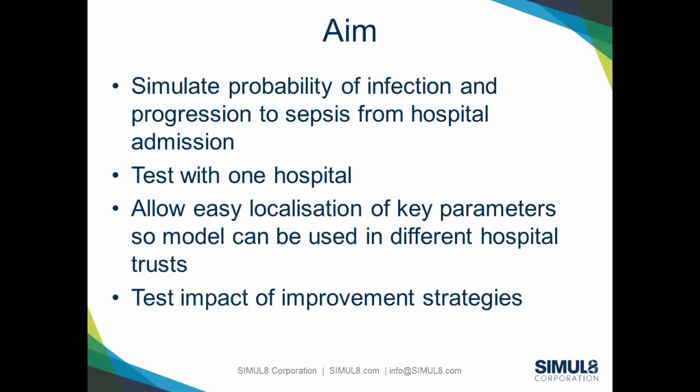So what we wanted to do was to simulate this probability of infection using a disease progression model, progressing to sepsis from a hospital admission, test it with a hospital and then test it with further hospitals, so that we could work out how you could localise this. Because we thought if we were going to go to the effort of getting a correct disease model which shows how sepsis develops, we should be able to get it to a number of different people who could use that same model and just localise it with some key parameters rather than having to reinvent the wheel. And what people would want to do is to test the impact of the improvement strategies.